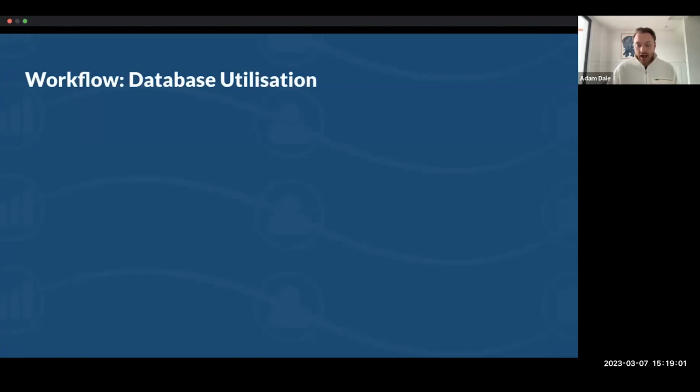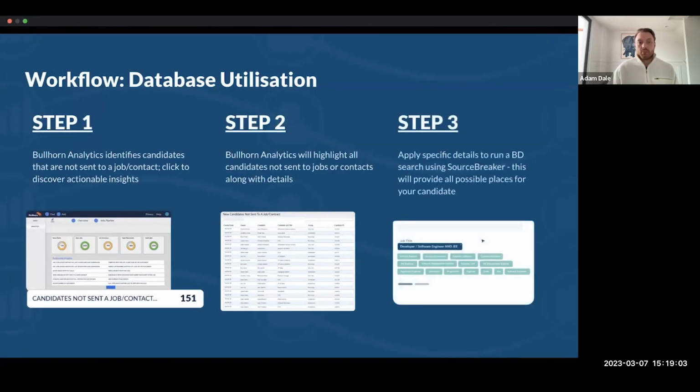So to recap, step one, Bullhorn Analytics identifies the candidates that are looking and are not sent to a job. Then it's going to be able to show you who these people are and ultimately surface that data within Bullhorn. We can then extract that information and run a business development search within SourceBreaker to have now a list of spec opportunities for that particular candidate.